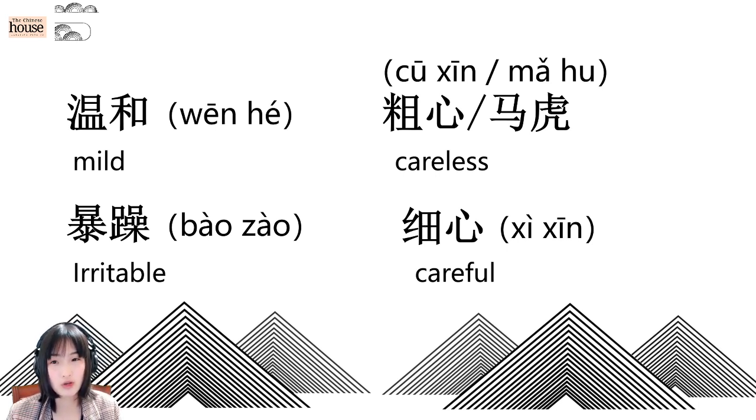There's no direct relation between why my heart is thick means I'm careless, but it just gives us an easier way to remember these two words. These two are opposites. One is thick, one is thin. 粗 and 细, 粗心, 细心. That's easier to remember.